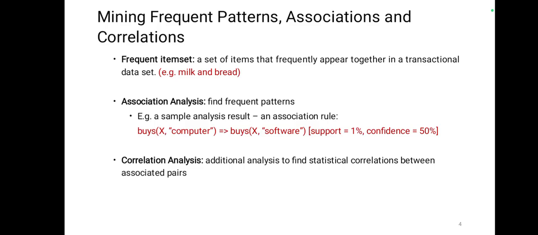Then the third one is about correlation. The name itself suggests you are going to relate two different pairs. For example, two products may appear together simply because they are popular. Correlation checks whether the relation is actually meaningful or not.